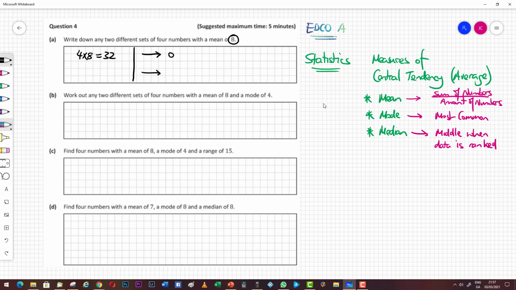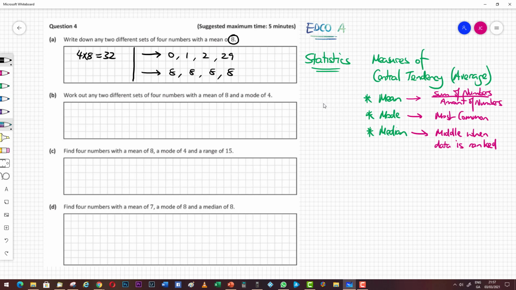You could put down 0, 1, 2. That adds up to 3, so that would leave 29 left to give 32. So those have an average of 8. Or I could just pick 8, 8, 8, and 8. The mean of those 4 numbers is 8. And there's lots of different answers to a question like that. Okay, so as long as your 4 numbers that you've picked add up to 32, that's correct for the first question.